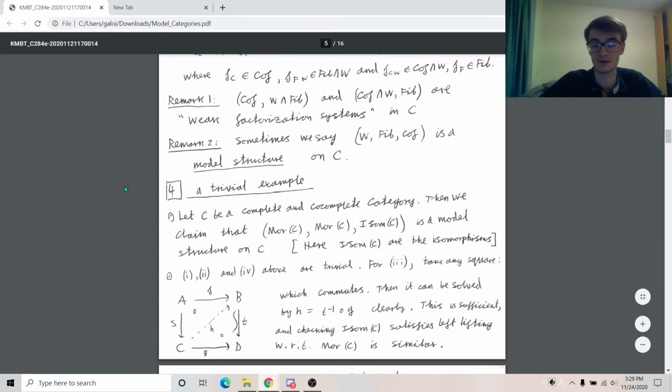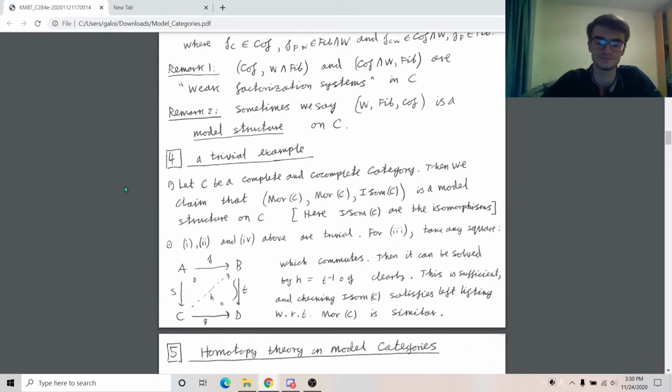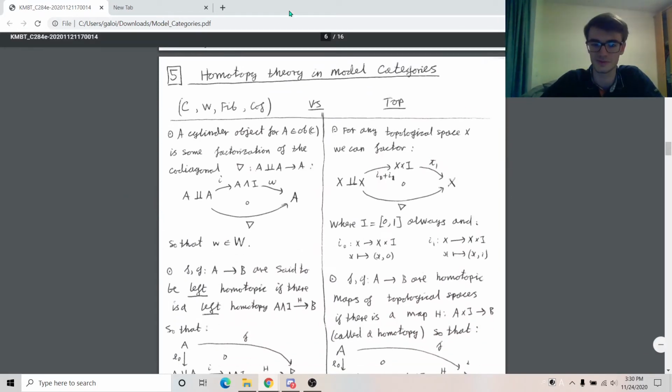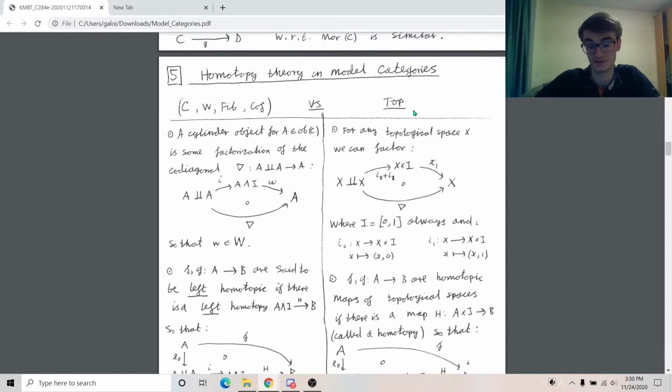And now we're going to do homotopy. I'm going to show you how to do homotopy theory in a model category. And it turns out the homotopy theory for this trivial example is very trivial, because it won't really do anything. Two objects will be identified if and only if they're isomorphic. So this homotopy theory is kind of boring. So let's talk about homotopy theory in model categories. I'm going to compare how homotopy theory is set up in a model category and how it works in topological spaces.